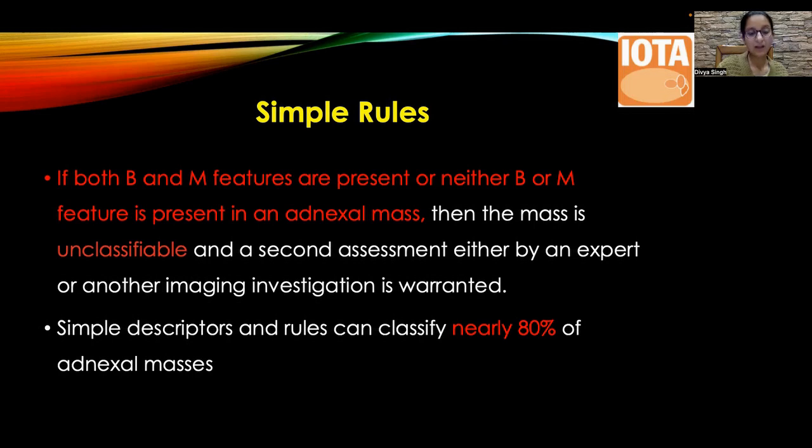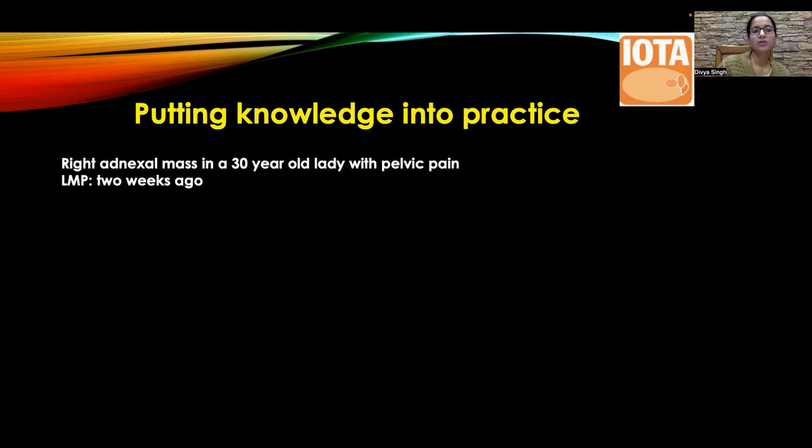Now, if we use simple descriptors and rules, various studies have found that we can classify nearly 80% of adnexal masses. So even after using descriptors and rules, there will be 20% masses which we will not be able to characterize, for which we have to resort to other measures, which we will discuss during the course of the presentation. Now let's try to put the knowledge into practice, whatever we've learned so far.